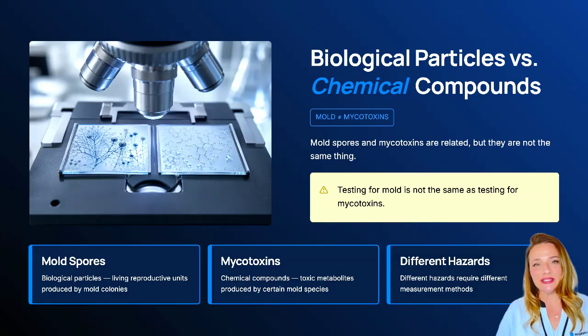Mycotoxin testing, which is a totally different hazard, looks at different things. So mycotoxins are, as their name denotes, toxins. So they are not living, you cannot kill them, and they do not multiply. Mycotoxins are secondary metabolites of certain toxigenic molds.